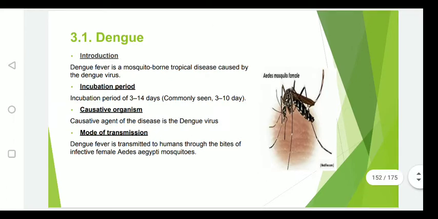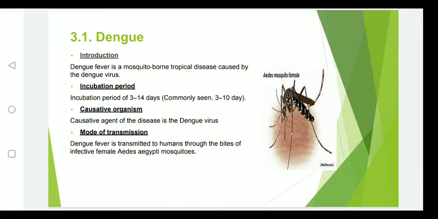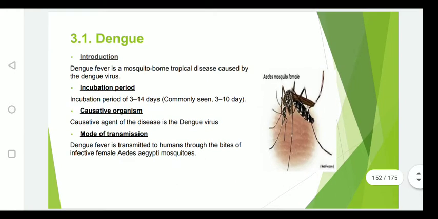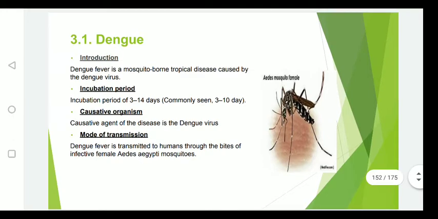So what is a causative organism? I have shown it in the introduction itself. The causative agent of this disease is the dengue virus, an arbovirus. Usually an arthropod infection is caused by an arbovirus only. Then the fourth section is mode of transmission, how it is transmitted from one to the next. Dengue fever is transmitted to humans through the bites of infective female Aedes aegypti mosquitoes.